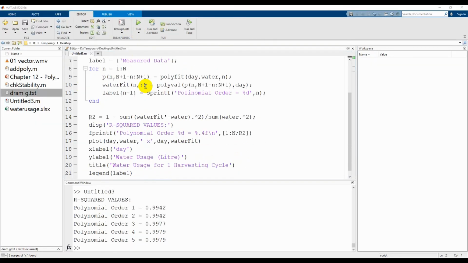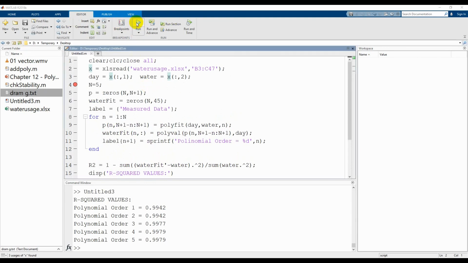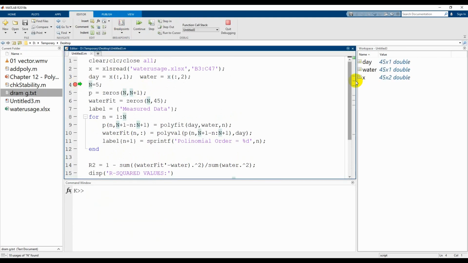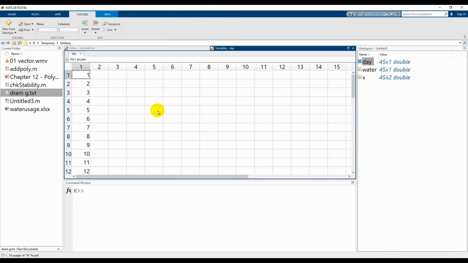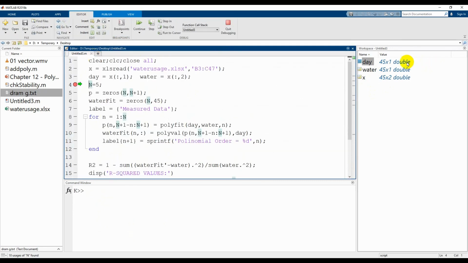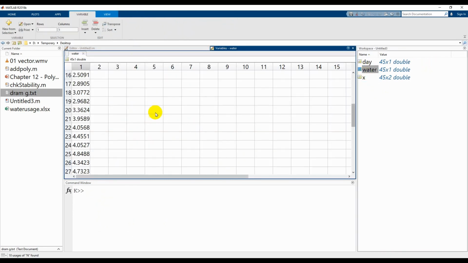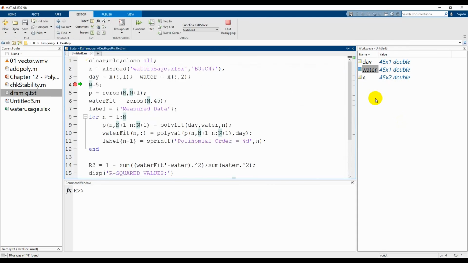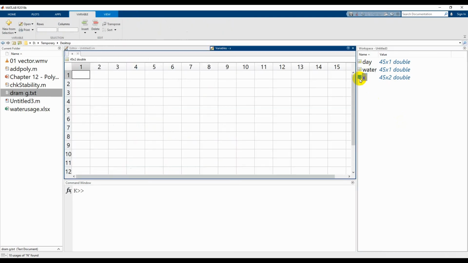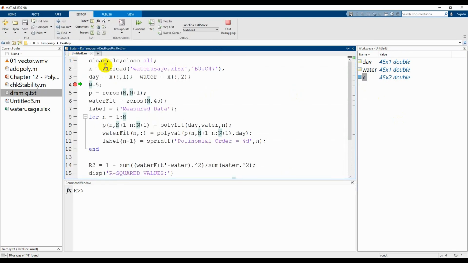Okay, you can see here the coding. I run it and I put a breakpoint here. You can see here the water data and the day data is imported here until 45 days. This one, water, already imported here. X is the original, so no need to worry, it is just to separate this. And N is the number of polynomial order. We plot 1 until 5.